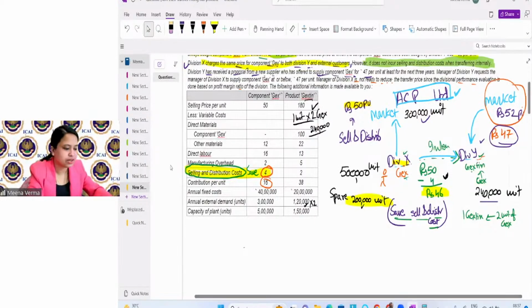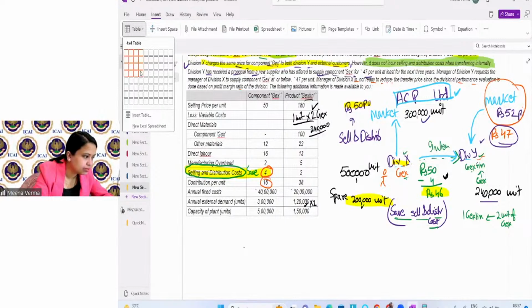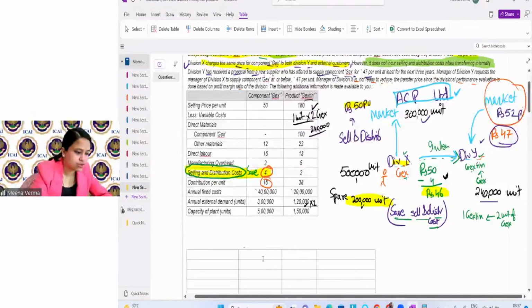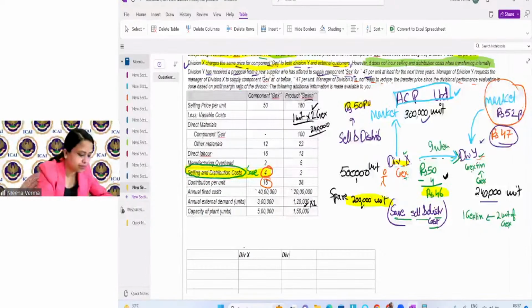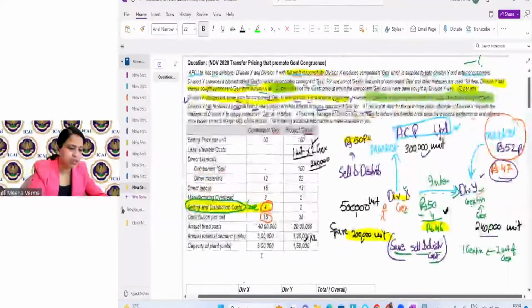Now, what do we have to do? I'm taking a table, so allow me to take a table. I'll do the calculation for division X, I'll do the calculation for division Y, and I'll do the calculation for the company total overall, for the entire company.